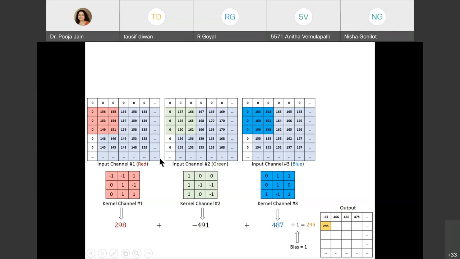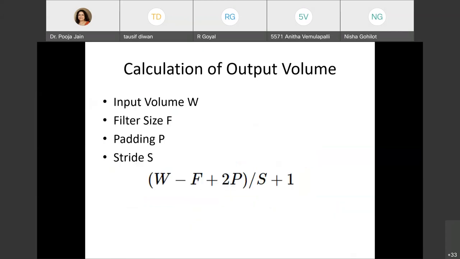After that, we subtract the filter size, that is perfectly fine. Divided by s, s is the stride. Divided by s was not affecting in the previous example because the stride is equal to 1. It may also be possible that the stride is non-unit, meaning the stride is equal to 2 or stride is equal to 3. And then you take the plus 1. So the effective formula is this: w plus twice p minus f, divided by s, plus 1.